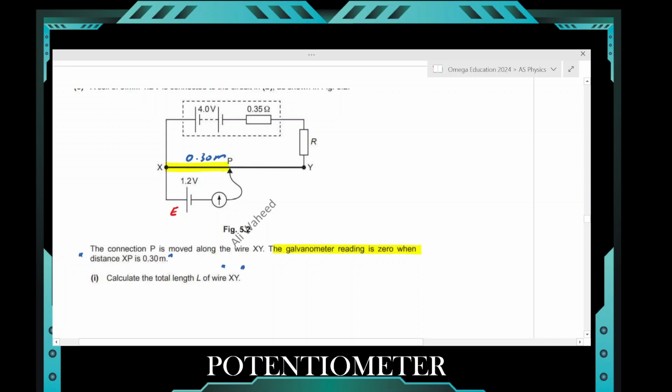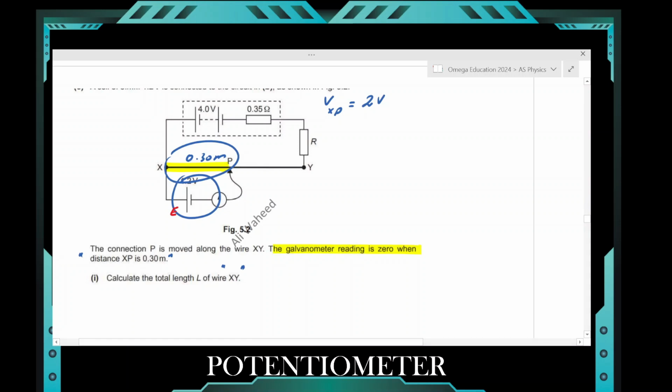So the total length is around 1 meter, but it's not necessarily 1 meter. You need to find it. So if this thing is 1.2 volts, can I say the voltage across xp would also be 1.2 volts? Like the voltage over here should equal the EMF of the battery.